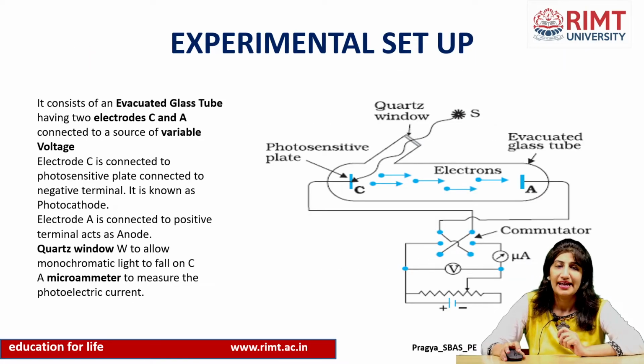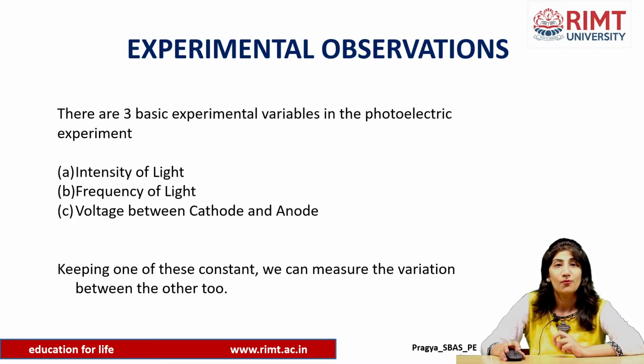Experimental setup. The experimental setup of the photoelectric effect firstly consists of an evacuated glass tube. It consists of two electrodes, C is the cathode and A is the anode. Then a quartz window is kept so that light of suitable frequency falls on the cathode C, which is attached to a photosensitive plate. A micrometer is kept to measure the photoelectric current and a voltage V is kept for varying the voltage. Now, what are the experimental observations of this experiment?